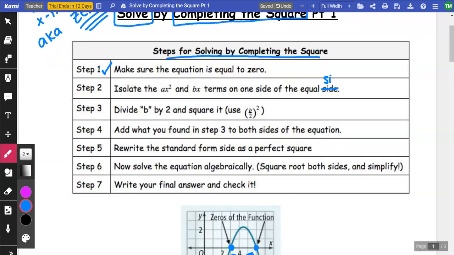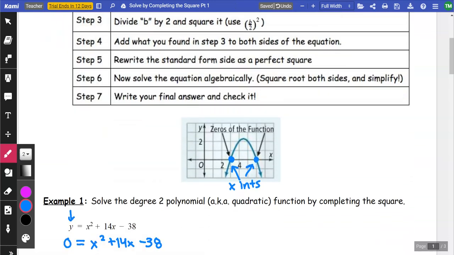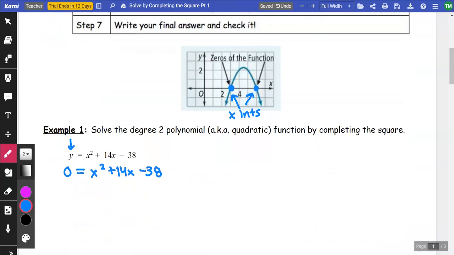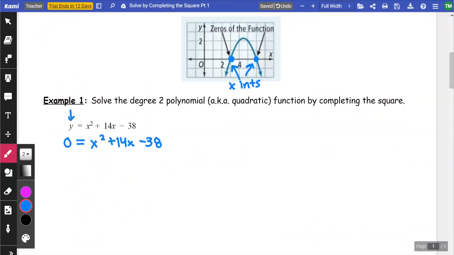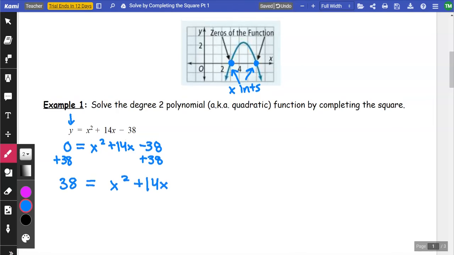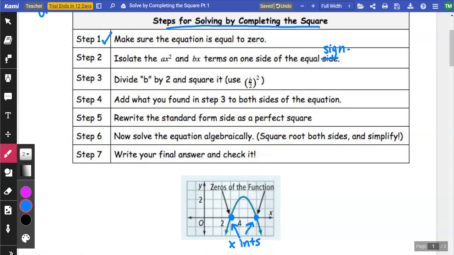Step two, isolate the ax squared and bx terms on one side of the equal sign. Ooh, that should say sign, not side. Silly me. One side of the equal sign. So 0 equals x squared plus 14x minus 38. We want the x squared and the 14x term on one side, and we actually want to move the 38 to the other side. So I'm going to have 38 is equal to x squared plus 14x. So we've isolated the x squared term and the x term on one side and moved the 38 to the other side. And that's just something that we do for solving with this method.